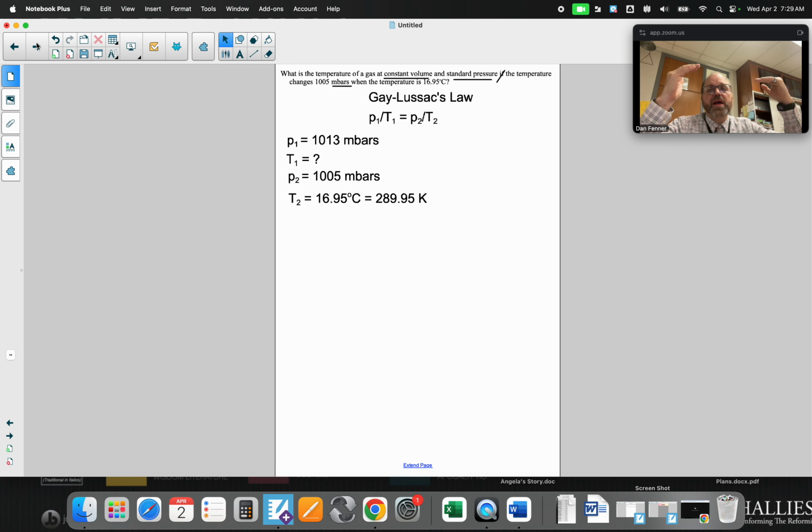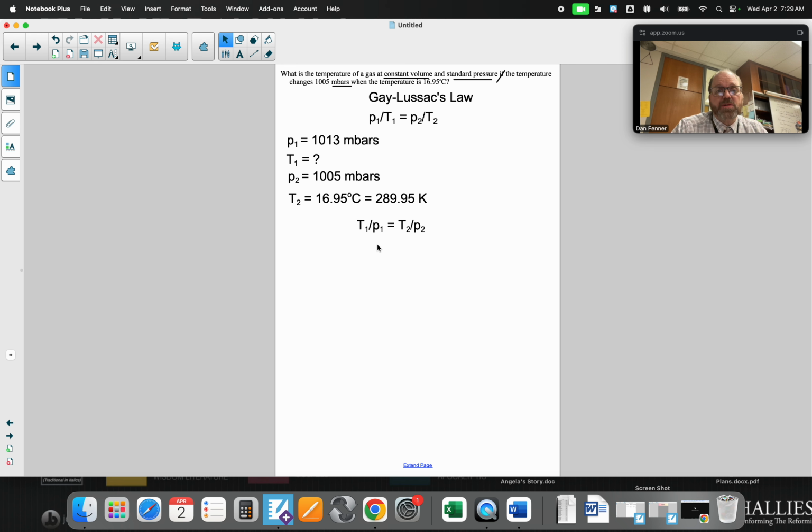I'm looking for temperature. Temperature's on the bottom. So therefore, we're going to flip it to make it easier to work with. There we go. So there were T1s on top. You can do the cross multiplication if you want to, and then divide out again. But I just find it's easier just to do the flip and go from there. Well, T1's on top. That's what we want. P1's on the bottom. So we go to the other side.